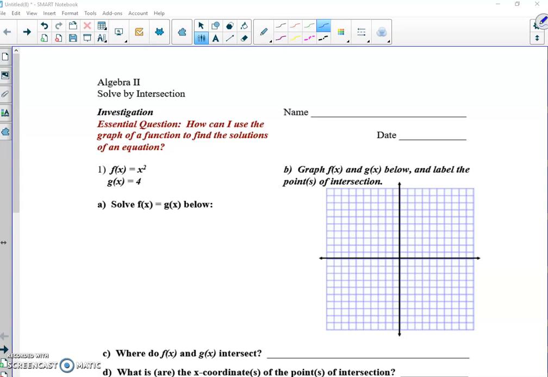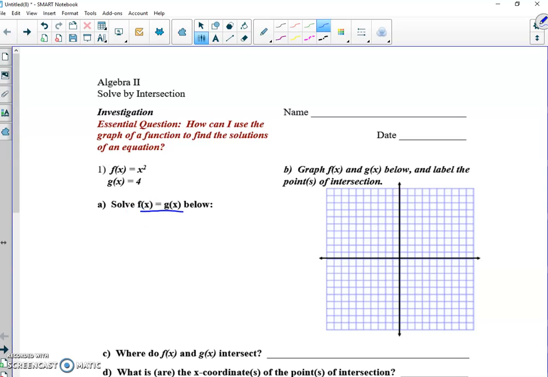Hey guys, so today for digital learning, we are going to learn about solving by intersection. So we're going to have two functions and we're going to see how to algebraically solve it to see where they're going to intersect and then actually how to graph it and see where they intersect. Okay, so first algebraically is pretty easy.